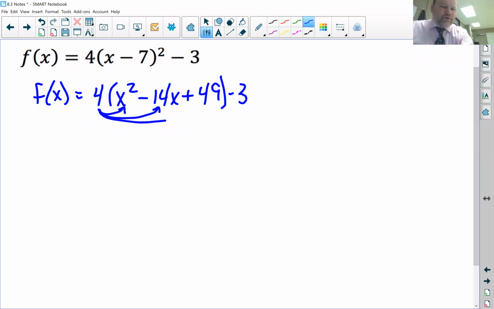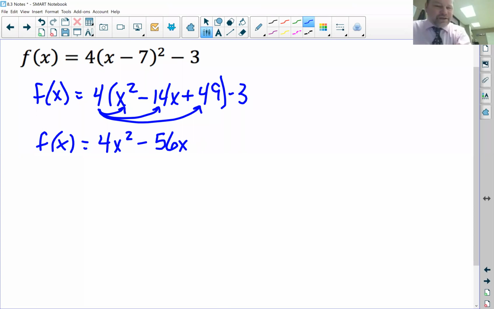Distribute the 4. By the way, if you didn't remember that special case, don't worry. I hadn't had that memorized when I was in high school. I don't think I memorized that until I worked more and more with quadratics.